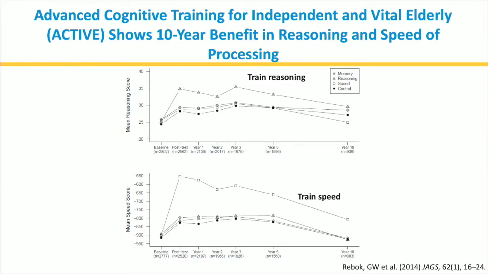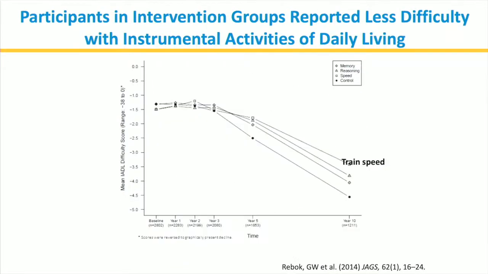Down below, training for speed of processing and reasoning, an even more dramatic increase that sustained itself over time. And the most recent study of what happens 10 years later after this training, look at the impact on maintaining the ability to conduct activities of daily living. So the lowest figure here, the closed circles, are the control group, and over time they are decaying in their ability to maintain independence, activities of daily living. All those intervention groups, with training in speed being the highest, were able to sustain better function in that domain.